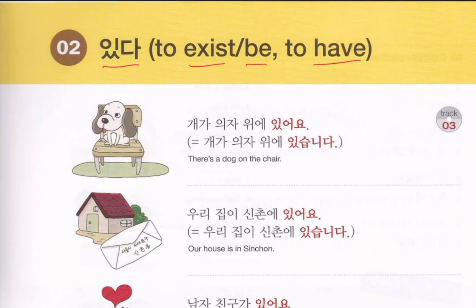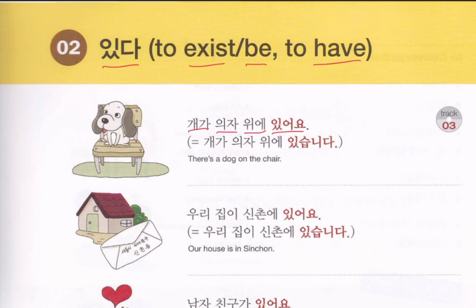In the first picture there is a dog on the chair. We can say Kega. Kega is dog. Vija, chair. Va, on. Isoyo, have. So the complete sentence is Kega 위자 위에 있어요. The dog is on the chair. This is informal polite style.